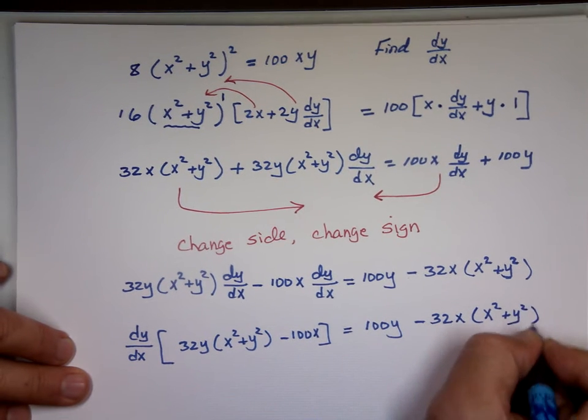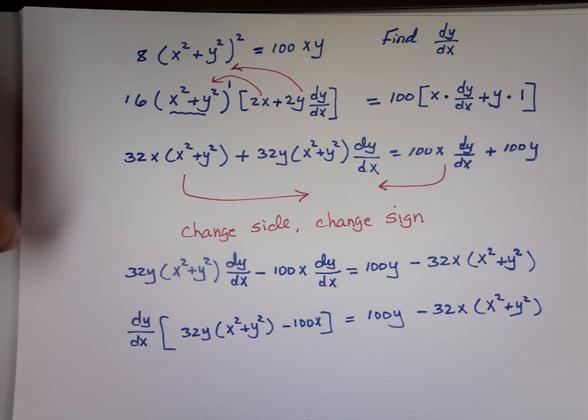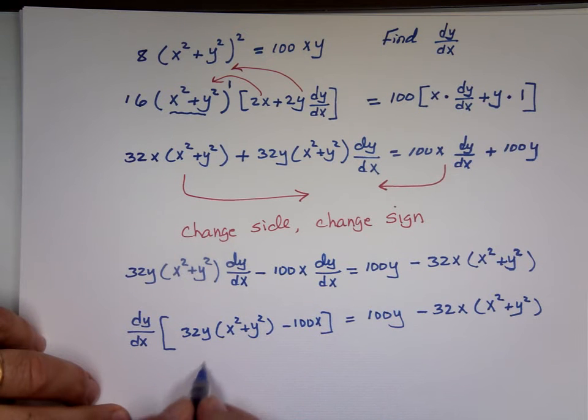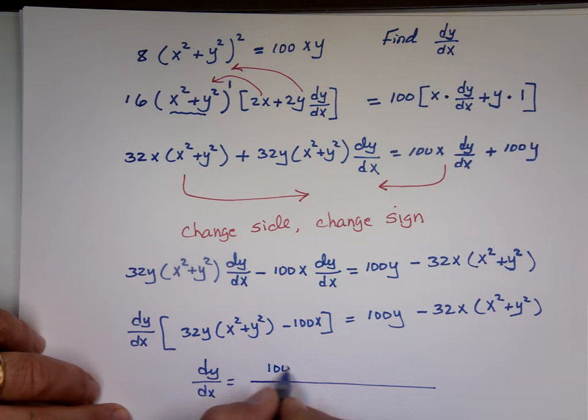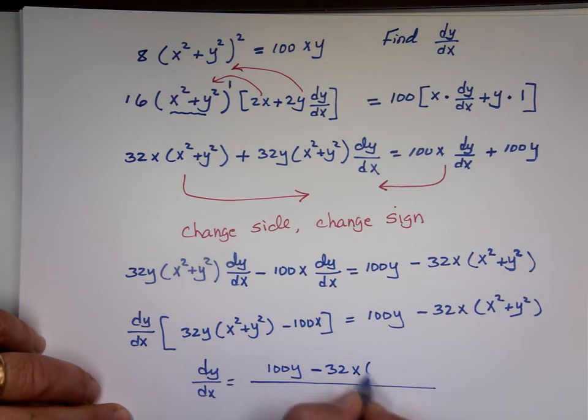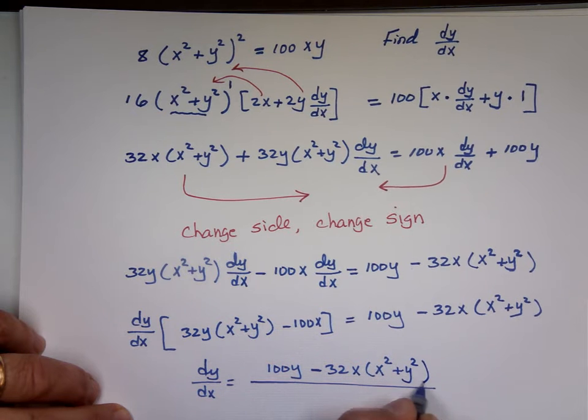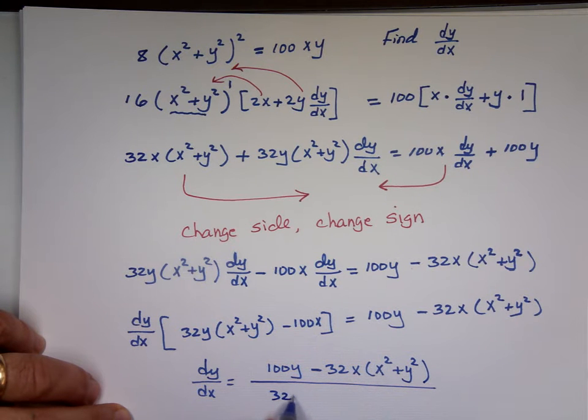Those problems get me tired. And what's the last step? We need to solve for dy/dx, so we need to divide. So what is dy/dx equal to? It's (100y minus 32x times (x squared plus y squared)), all of that divided by (32y times (x squared plus y squared) minus 100x).